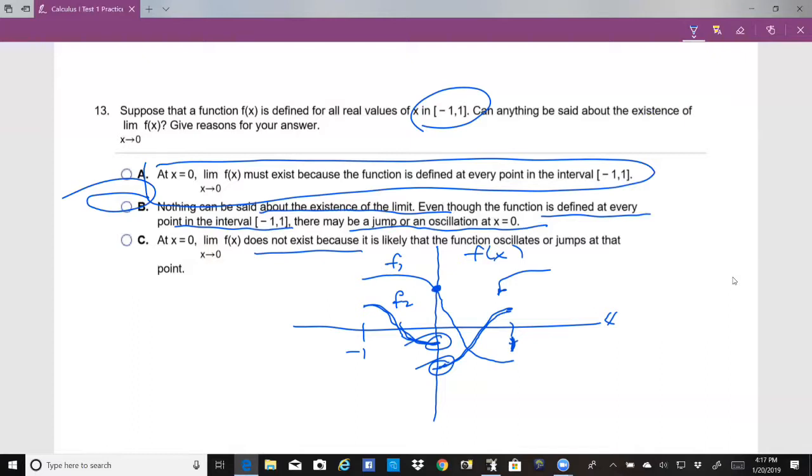Notice answer C is that the limit does not exist because it's likely that the function oscillates or jumps. Well, nothing was said up here in the question about possibly there is a jump or an oscillation. It just says the function was defined at every point.